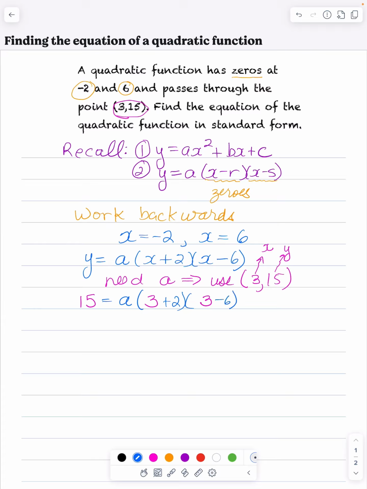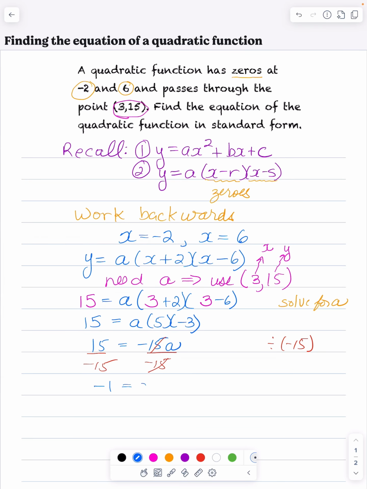I need to solve now for a. I'm going to work on the right-hand side first. 15 equals a times, 3 plus 2 is 5, 3 minus 6 is -3. 15 equals -15a. I'm going to isolate the variable by dividing both sides by -15. These two reduce to 1, and I'm left with -1 is equal to a. That is the a value.